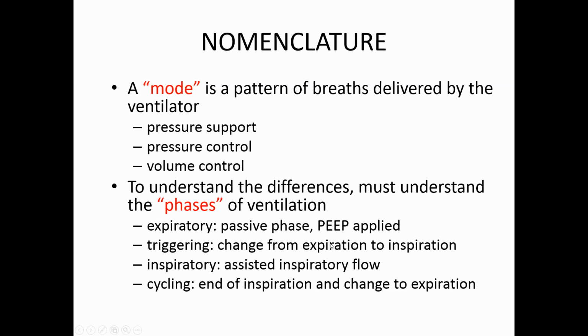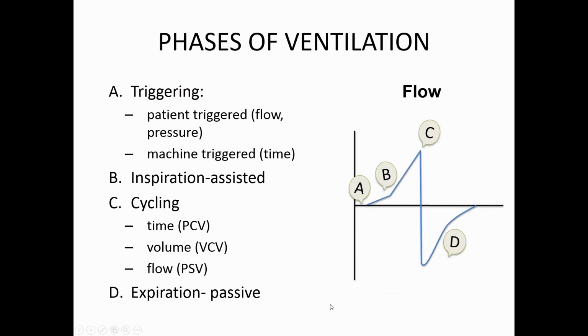To understand the differences, you need to go back to the actual breath and how it's looking. The flow is very important. The positive deflection is the inspiration, and the negative deflection is the expiration. Patient triggered is at point A, then it gets assisted, so the ventilator starts, and this setting is giving a kind of flow assistance, and then at C it cycles off because the beginning of exhalation is going to happen.